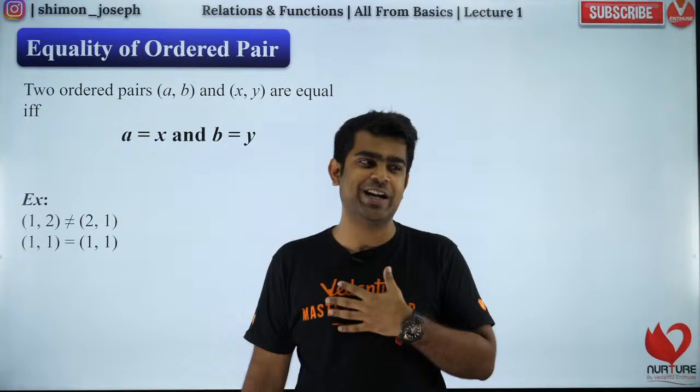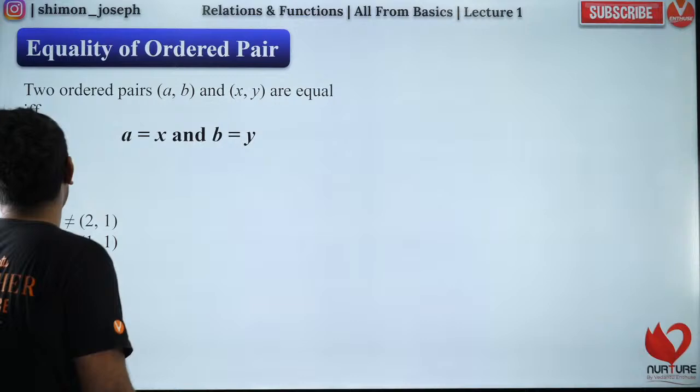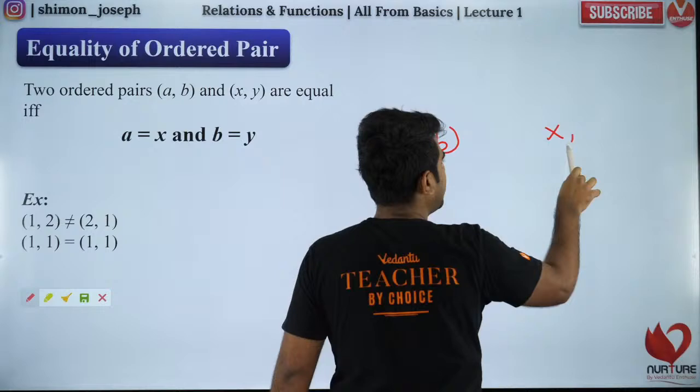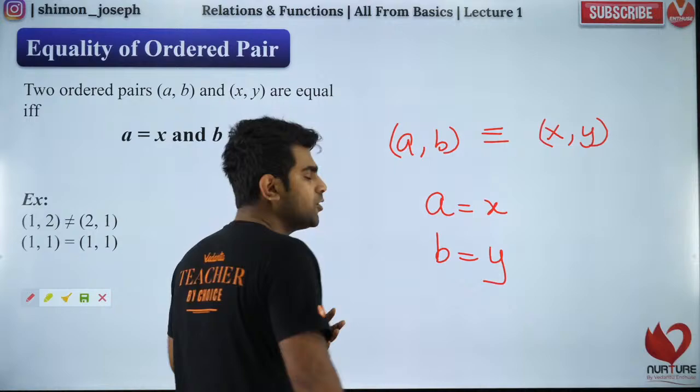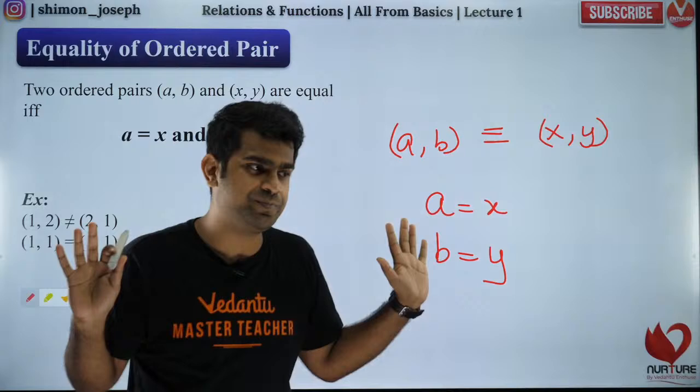Okay. So let's say you have 2 ordered pairs. Let's say you have A, B and you have X, Y. Okay. So when do you say these two are equal? You say that these two are equal only when A is equal to X and B is equal to Y. Got it? So that's how you say that 2 ordered pairs are equal. Are you all clear with it? Very simple. Shall we move forward?